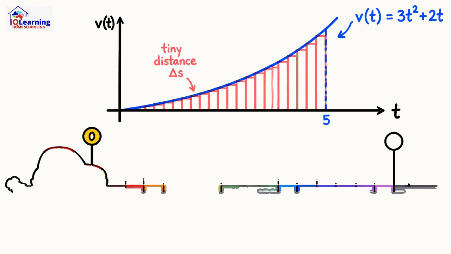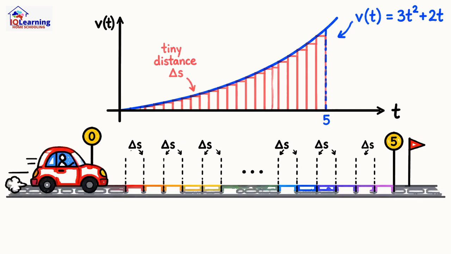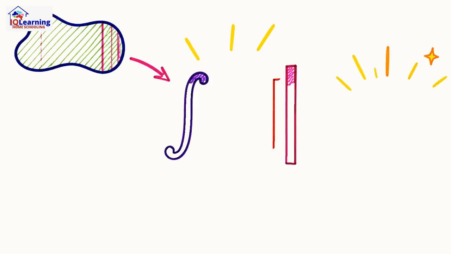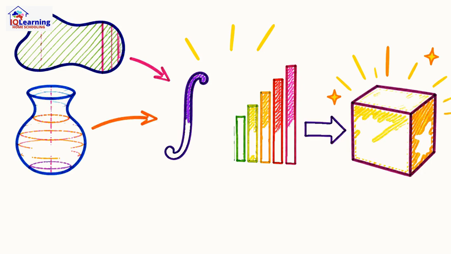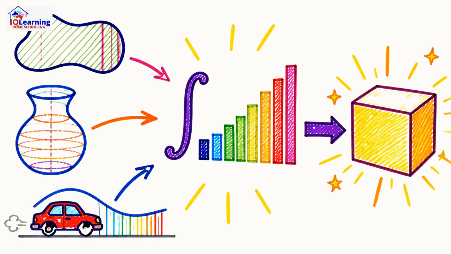For a car with a velocity function of 3t squared plus 2t, integration reveals it travels exactly 150 meters in 5 seconds. So from measuring strange shapes to calculating the volume of a vase or tracking an object's journey, integration is the powerful mathematical tool that adds it all up. It reveals how continuous change accumulates to create a final, definite result.